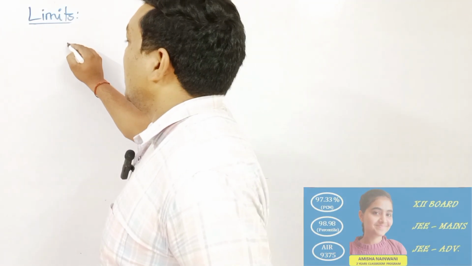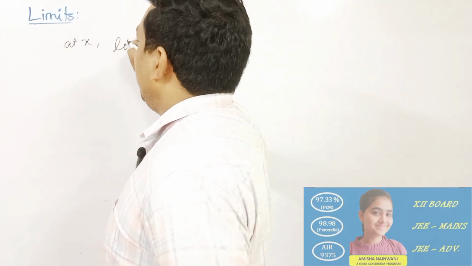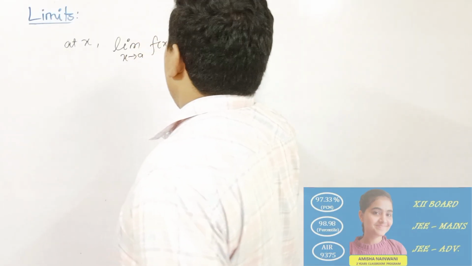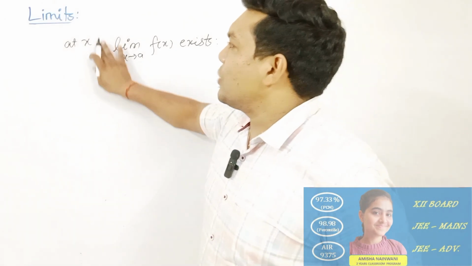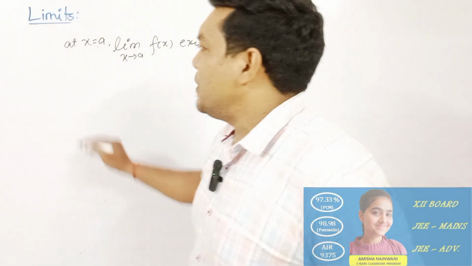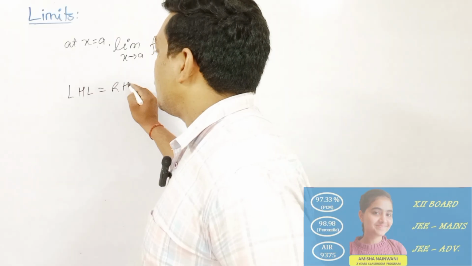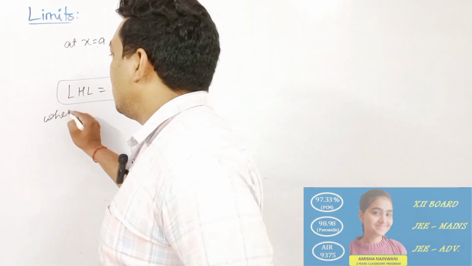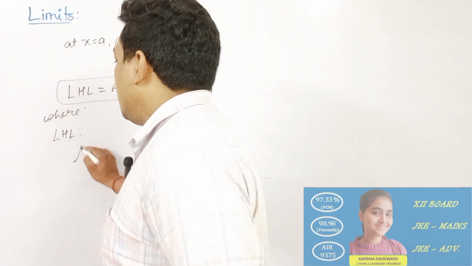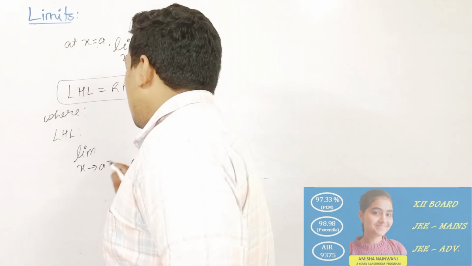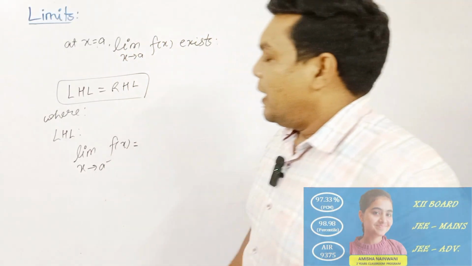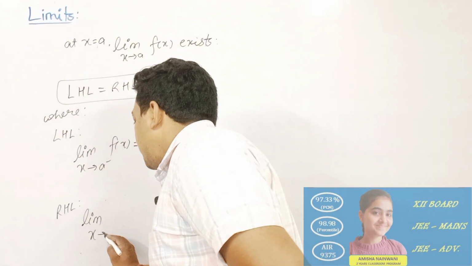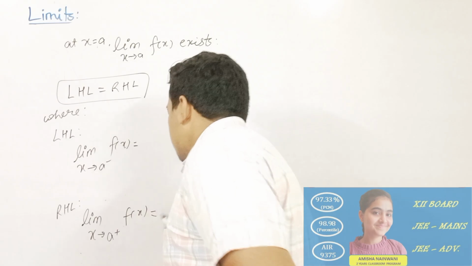Now in general, if we say at x equals a, limit x tends to a, f of x exists, what will be the concept? In that case, at x equals a, if the limit x tends to a exists, then we say LHL equals RHL. Okay, LHL is equal to RHL, where LHL means limit x tends to a minus f of x. Okay, and RHL means limit x tends to a plus f of x.